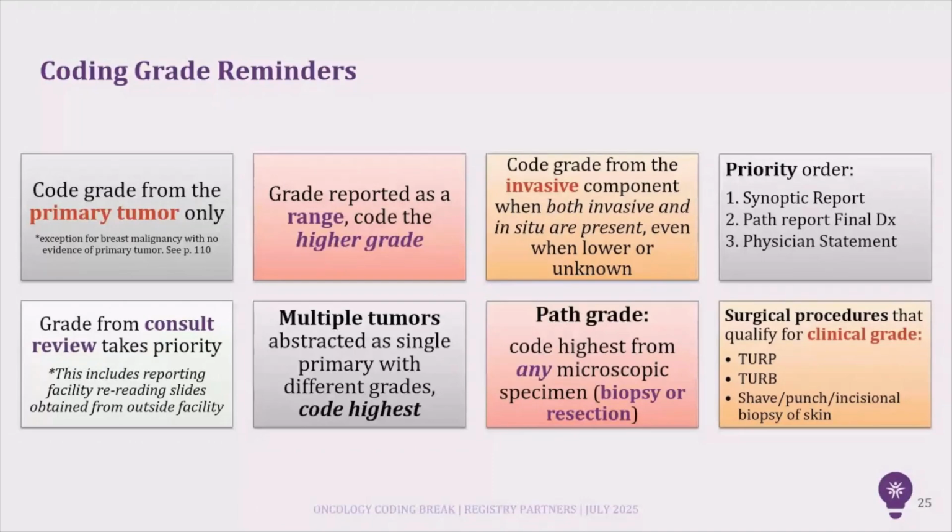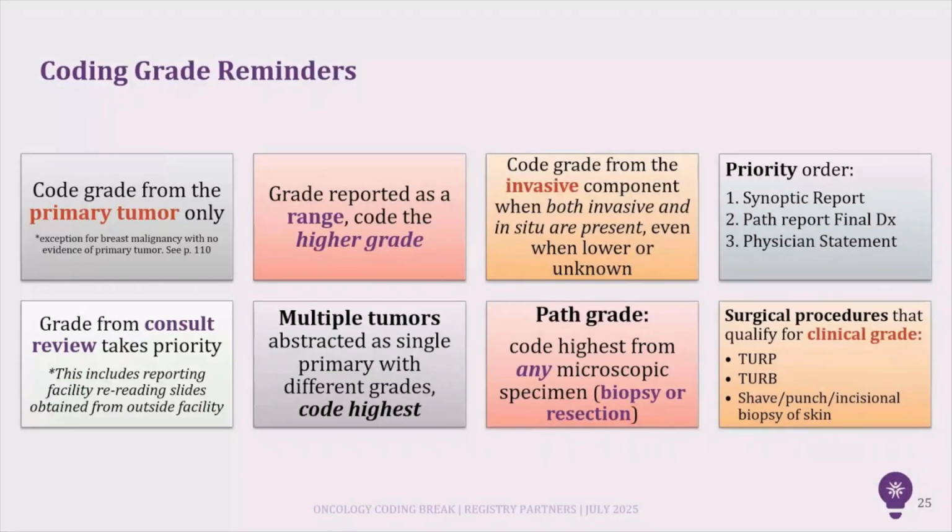You will also take the grade from a consult review over the original biopsy. So if a patient has a biopsy and then comes to your facility and they reread it, or they send it off to another facility like the Mayo Clinic or MD Anderson, somewhere like that, that consult review will take priority if it's lower or higher, or if it's different. Consult review takes priority. If you have multiple tumors that are abstracted as a single primary and they all have different grades, you're going to code the highest.